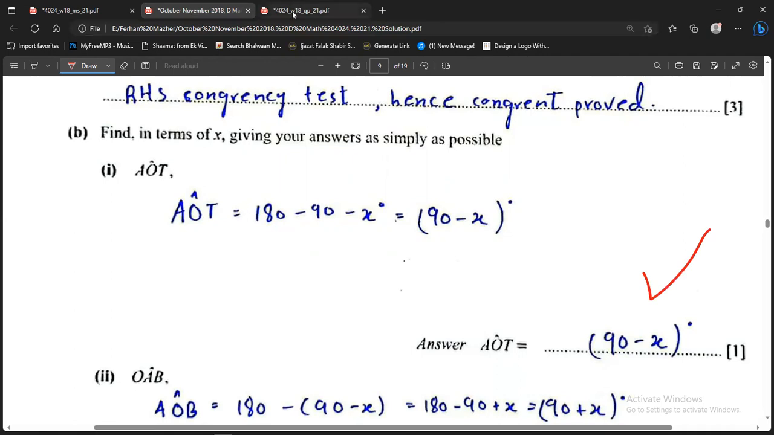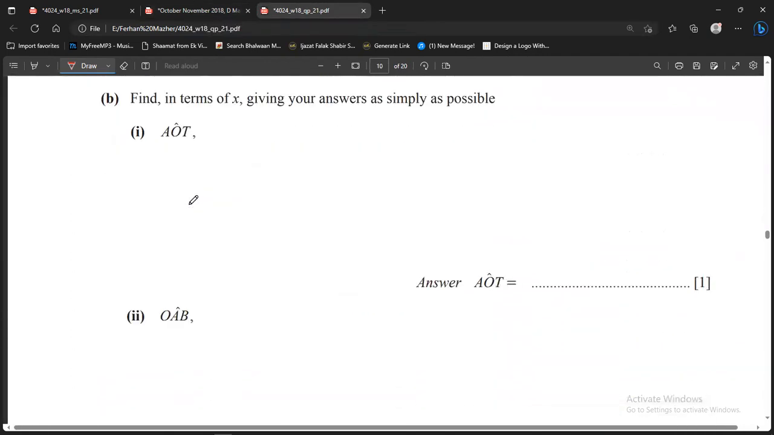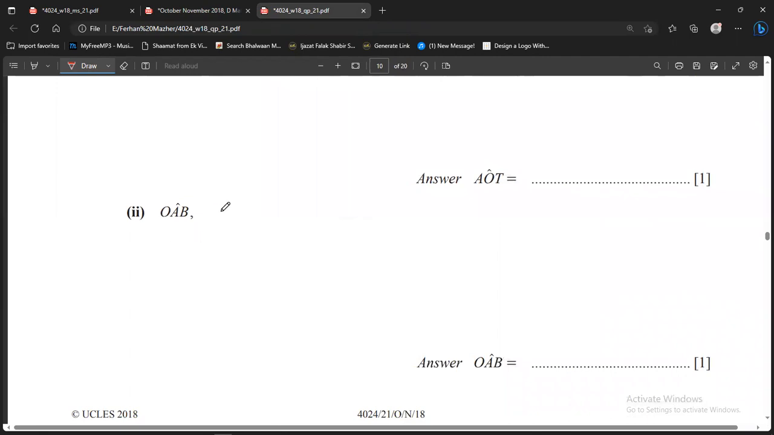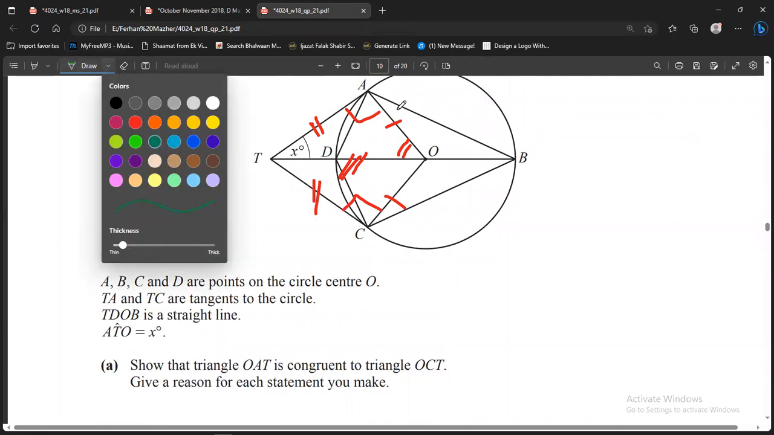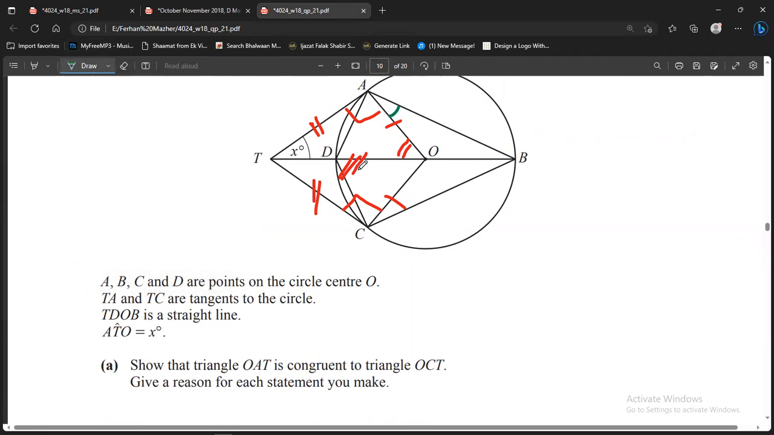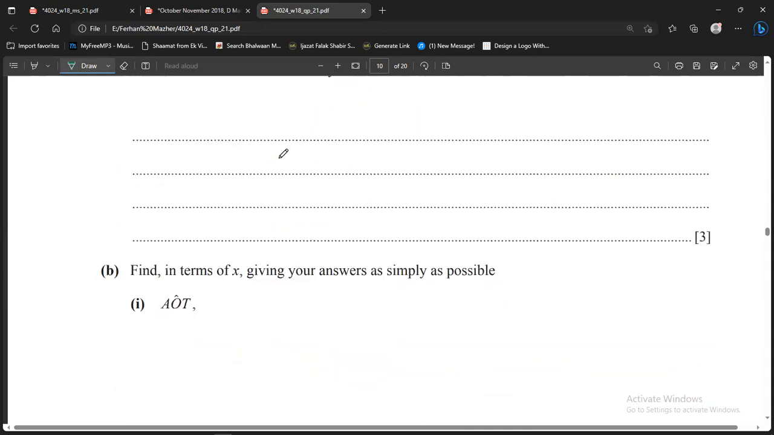Okay. Then we have the angle OAB. They want me to find out, let me change the color, they want me to find out this angle. Okay. So if I know this angle, I can find out this angle. And you know, this is also radius. So if this is alpha, this will be also alpha. So I can find very easily this alpha.